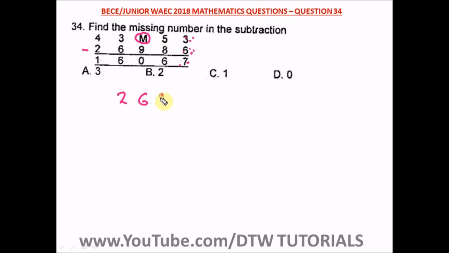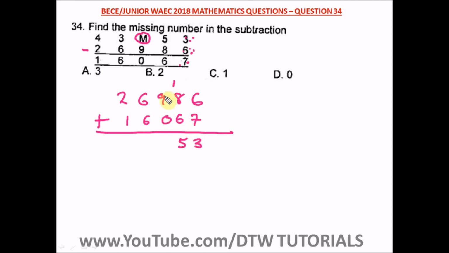So we have 26986 plus 16067. From here, 6 plus 7 will give us 13. Drop 3, carry 1. 1 plus 8 is 9, and 9 plus 6 will give us 15. So we drop 5 and carry 1. 1 plus 9 is 10, and 10 plus 0 is still 10. So we drop a 0 and carry a 1. 1 plus 6 is 7.